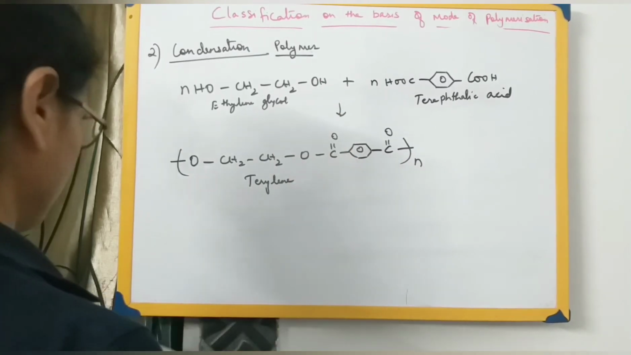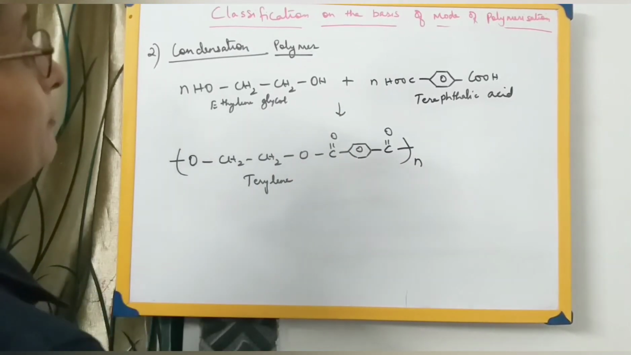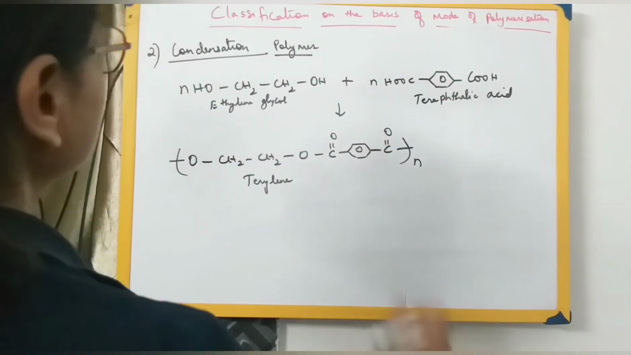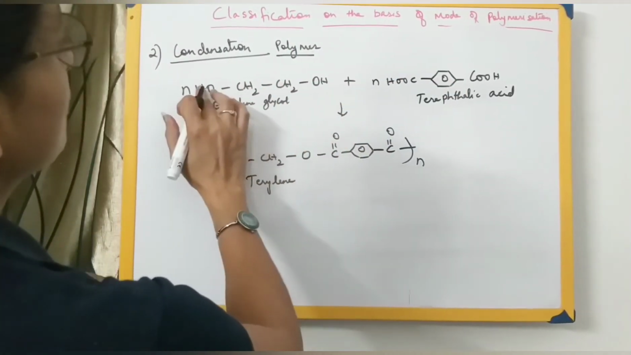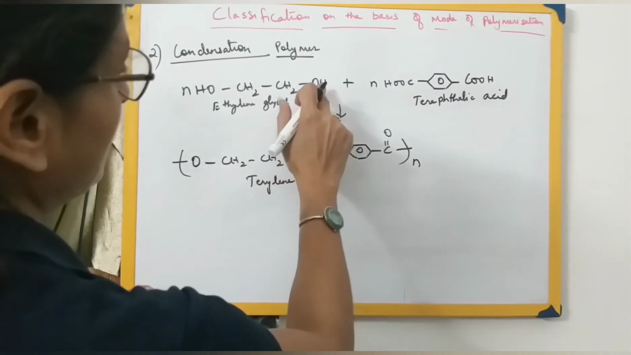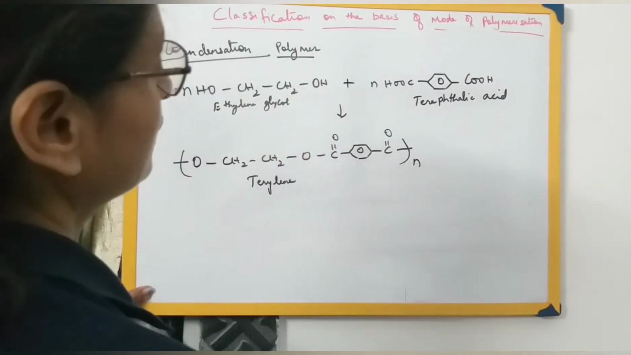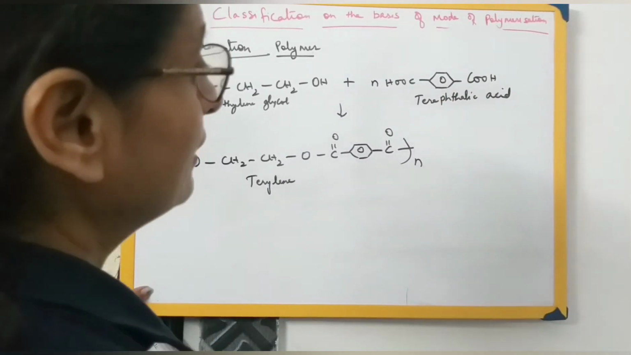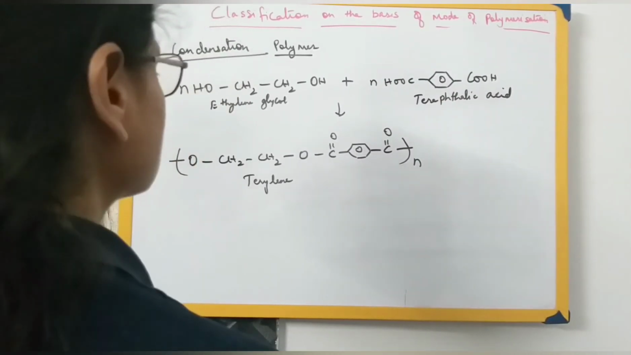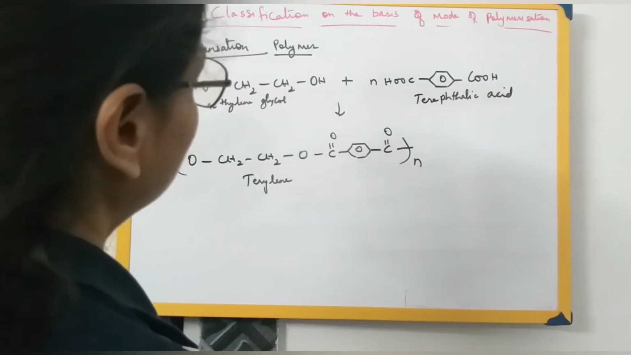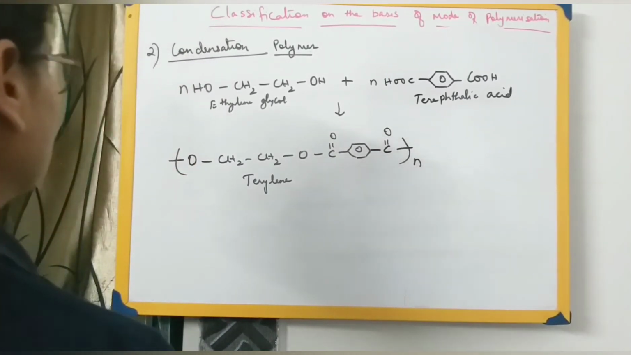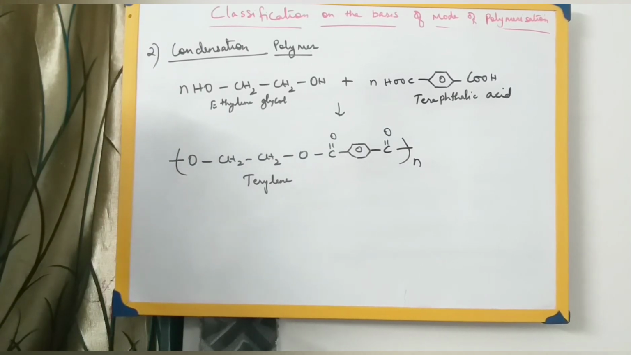The loss of water molecules takes place over here. At the same time, the repeat unit is not the same. This is one monomer, this is another monomer. Here also it contains two functional groups, although they are the same: one OH over here, another OH over here, and one COOH over here, one COOH over here. So the monomers are bifunctional, and at each step there is a loss of a water molecule in the formation of terylene. So this is what condensation polymers are.